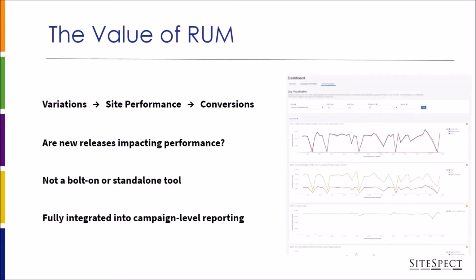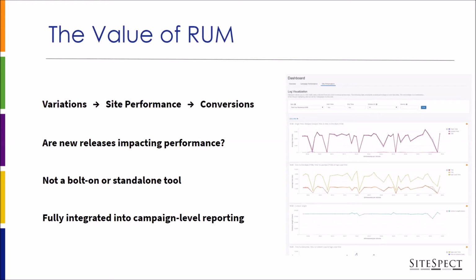The value of RUM is that you can see the impact of variations on site performance and the impact of site performance on conversion. You can see if new releases are impacting performance and address issues with those new releases or features. And as mentioned earlier, unlike other optimization tools where RUM may exist as a bolt-on, standalone tool, or not exist at all, SiteSpect provides RUM data fully integrated into campaign reporting.